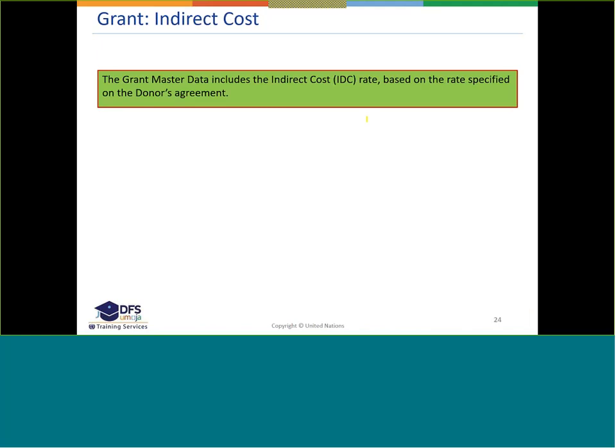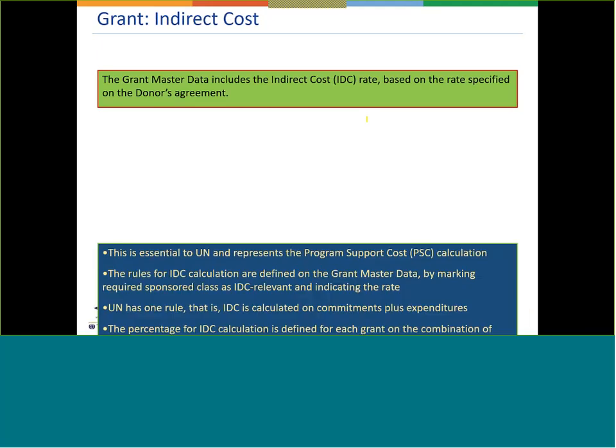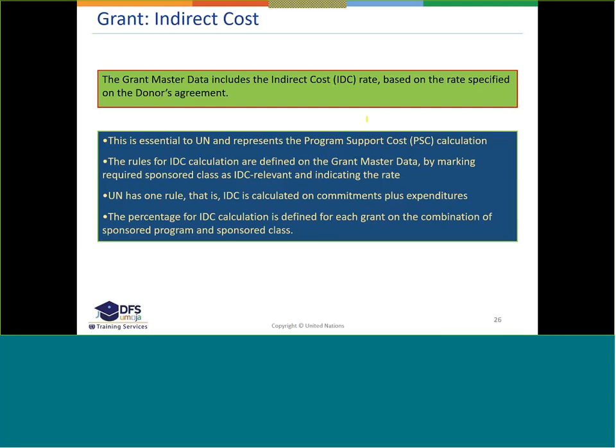Another important concept for grants management, but I don't think you need to get into this, is the concept of indirect costs. Grants management data includes IDC, which is indirect cost, a percentage for admin fees or any other indirect costs that the UN incurs for the management of the grant. It's also what is called, I think, PSC, program support cost. This is also managed in the grants management module.